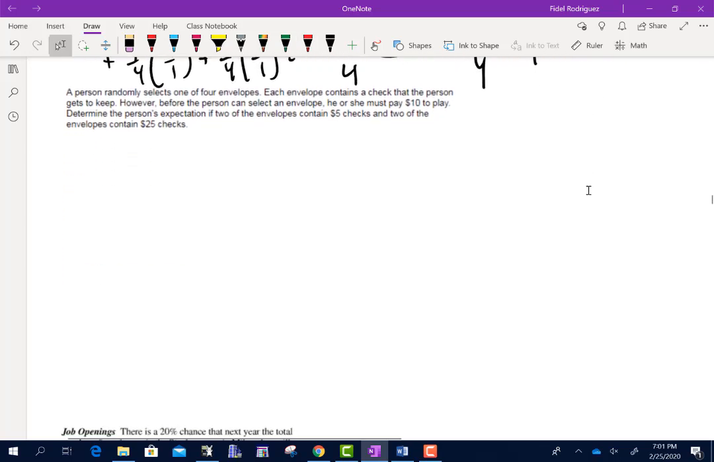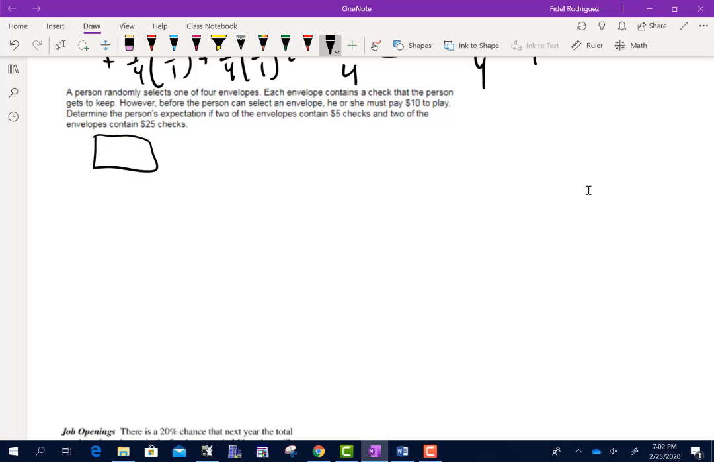Let's take a look here at the next one. It's kind of a long section, guys, but hopefully it makes sense. A person randomly selects one of 4 envelopes. Each envelope contains a check that the person gets to keep. However, before you can get an envelope, you have to pay $10 to play. Determine the expectation if 2 of the envelopes contain $5 checks and 2 of them contain $25 checks.